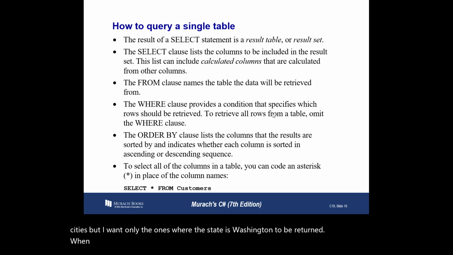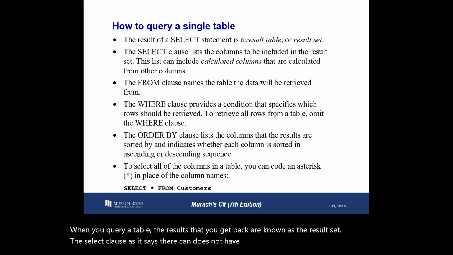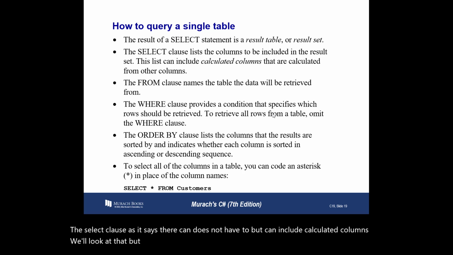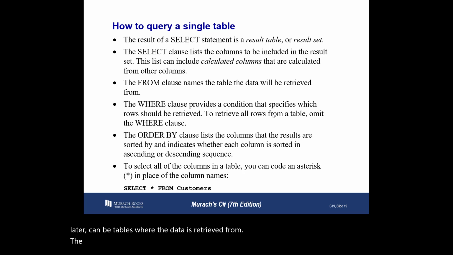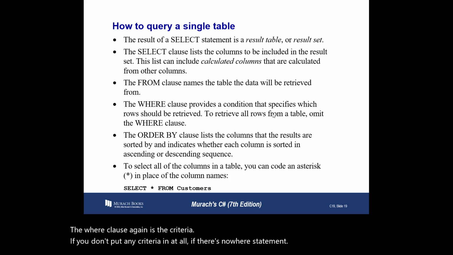When you query a table, the results that you get back are known as the result set. The select clause does not have to, but can include calculated columns. We'll look at that, but not right now. The from clause names the table, or as you'll see later, the tables where the data is retrieved from. The where clause is the criteria. If there's no where statement, it'll just return everything.